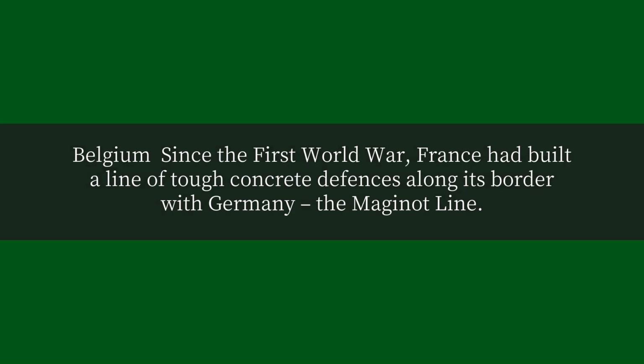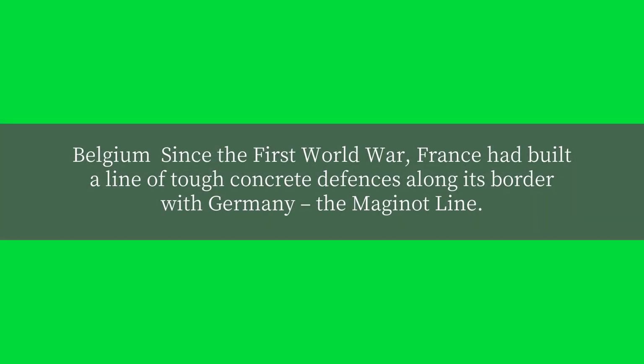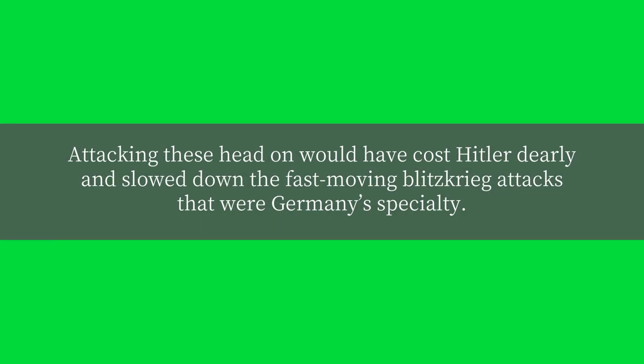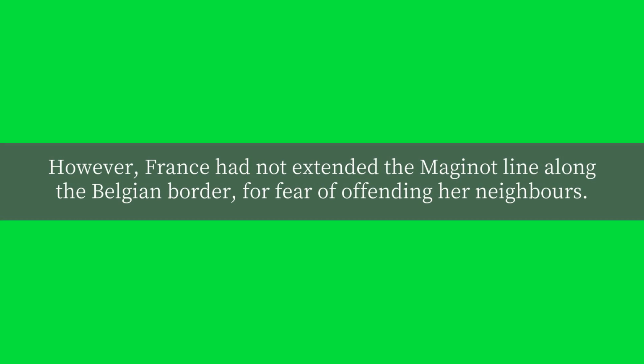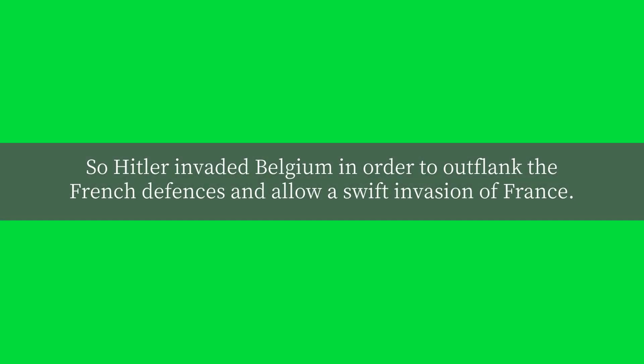6. Belgium. Since the First World War, France had built a line of tough concrete defenses along its border with Germany, the Maginot Line. Attacking these head-on would have cost Hitler dearly and slowed down the fast-moving blitzkrieg attacks that were Germany's specialty. However, France had not extended the Maginot Line along the Belgian border, for fear of offending her neighbors. So Hitler invaded Belgium in order to outflank the French defenses and allow a swift invasion of France.